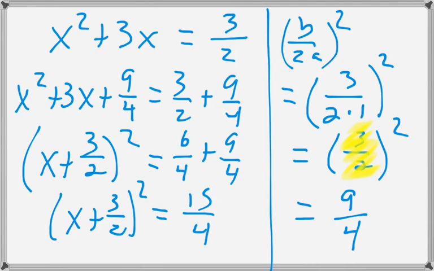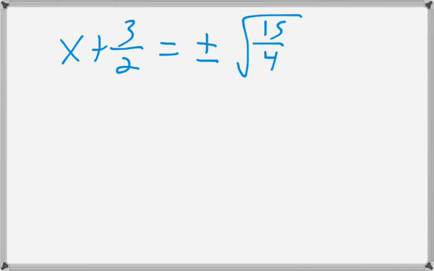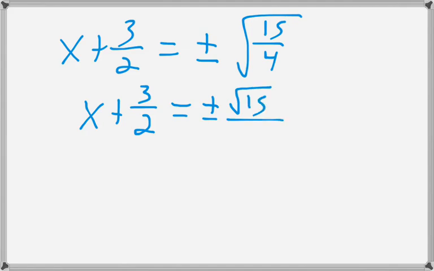And now we can apply our square root property. So x plus 3/2 equals plus or minus square root of 15/4. So that's square root of 15 over square root of 4, which is 2. And then we'll finish solving for x.